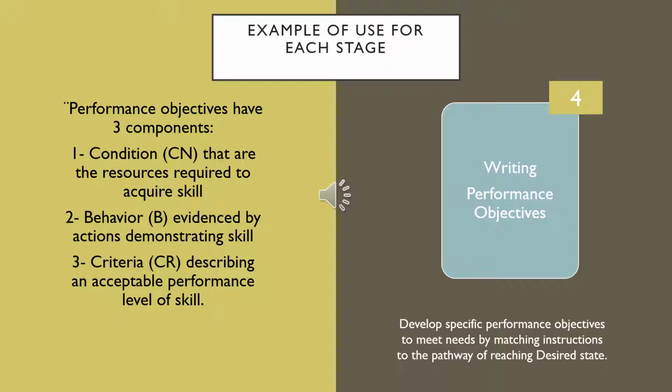Stage 4 is writing performance objectives. So you will develop specific and detailed performance objectives to meet needs by matching instruction to the pathway of reaching the desired state. So performance objectives have 3 components. One is condition, that are the resources required to acquire the new skill. 2 is behavior, as evidenced by the actions demonstrating the skills. 3 are the criteria describing an acceptable performance level of the learner.